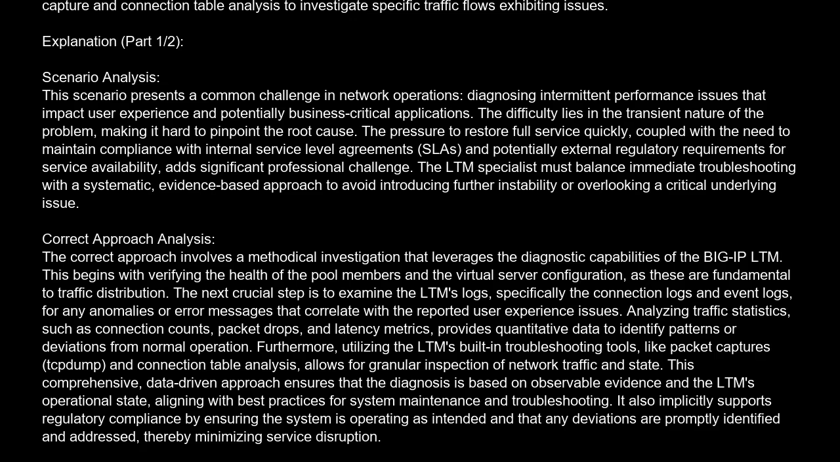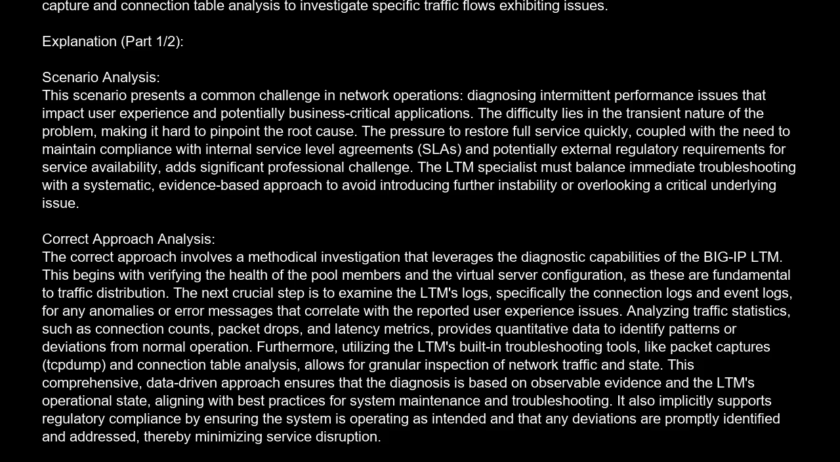The correct answer is C. Systematically review BIG-IP LTM connection logs, event logs, and traffic statistics for anomalies, and utilize packet capture and connection table analysis to investigate specific traffic flows exhibiting issues.